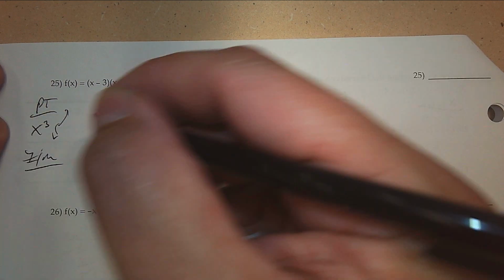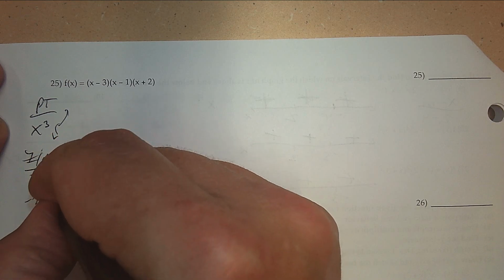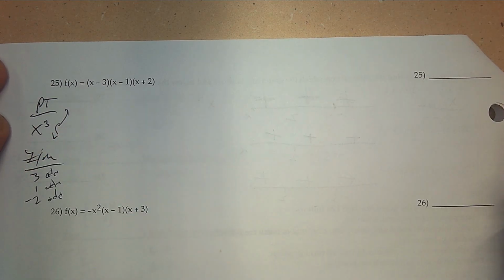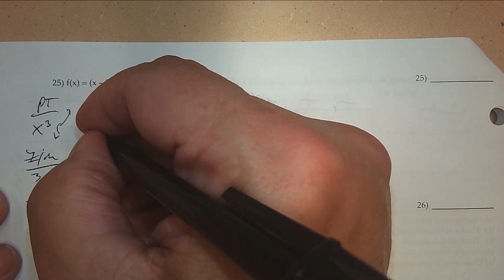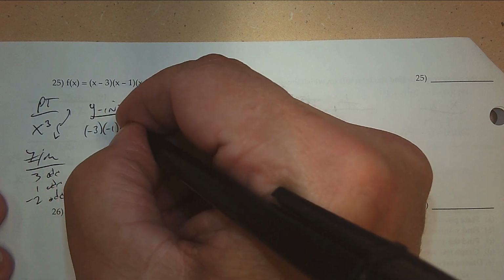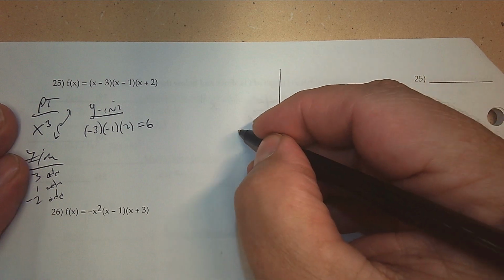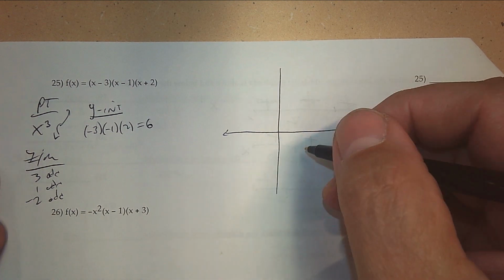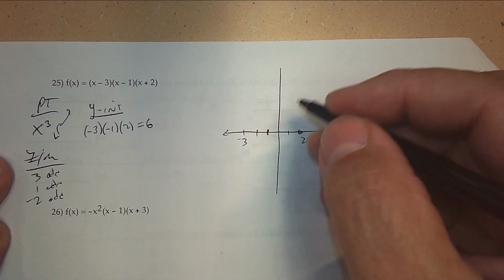So the power term here, add the exponents, x cubed if you multiply it out. So the right end up, left end down. The zeros and the multiplicity, 3, 1, and negative 2. And they all are odd. They're all going to cross. The y-intercept, you get negative 3 times negative 1 times 2. So that's 6. So I'm going to find negative 3, and I'm going to find 2, and negative 1.